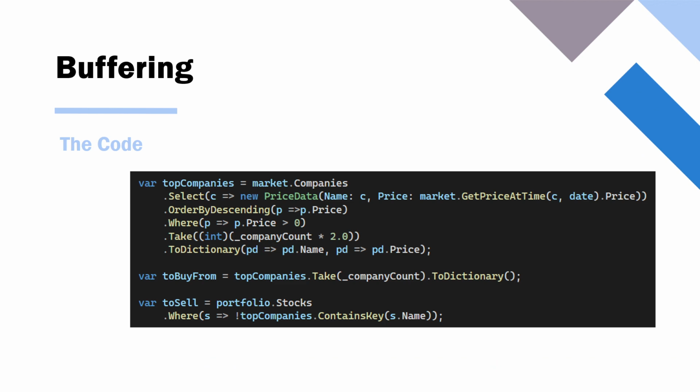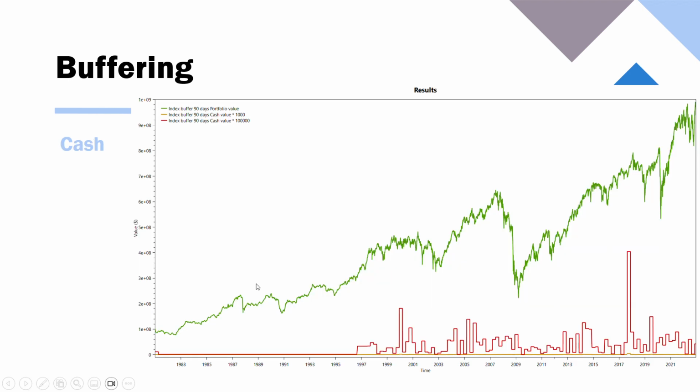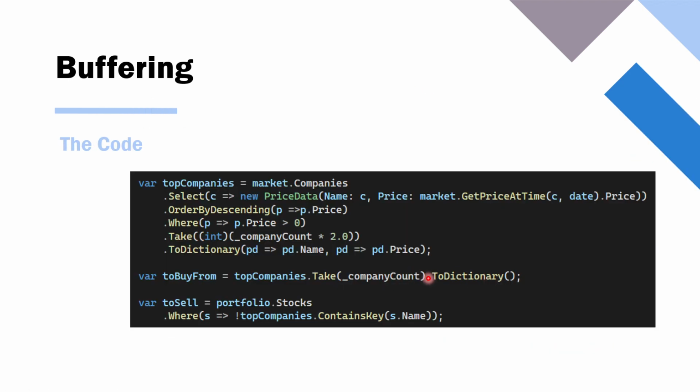So what this looks like here is we now have 2 different lists of companies. The first one has this buffer, so it's twice as big as the actual index we're trying to track, and then we have the true index. And so we will now only sell something if it falls out of this larger group, which means we will sell things less often, and then we will buy anything that is in the original group.